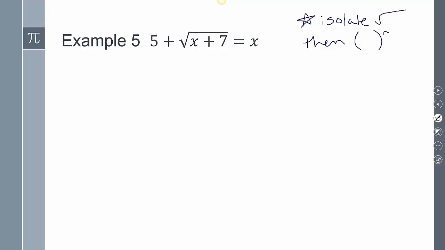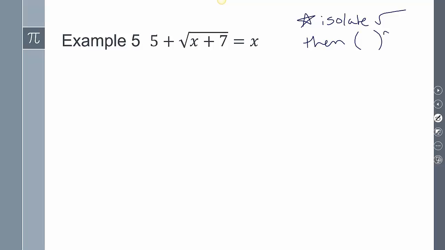And just in case you get lost in the process, because sometimes the work can get a little messy, kind of follow that guide of isolating the root, power it or square it, or whatever it takes to undo it, isolate, etc.